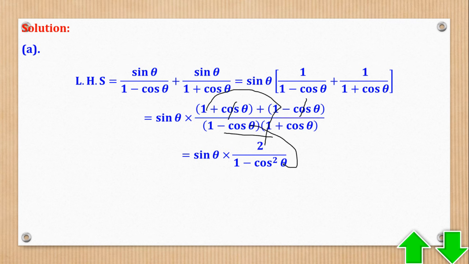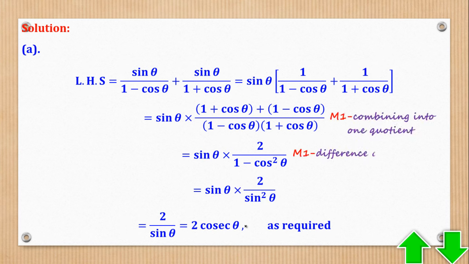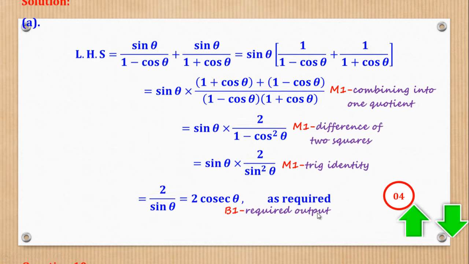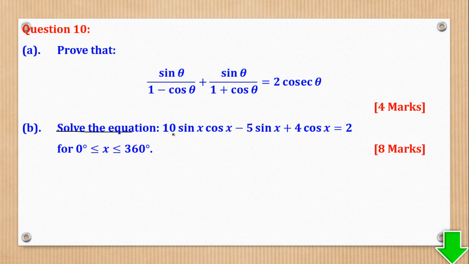Down is the difference of 2 squares to give you that. Then this is an identity, it gives you sine squared. So 1 sine goes with this to remain with 2 over sine. And 1 over sine is cosec, and that's what they wanted. Then part B says, solve the equation this for values of x ranging from 0 to 360.